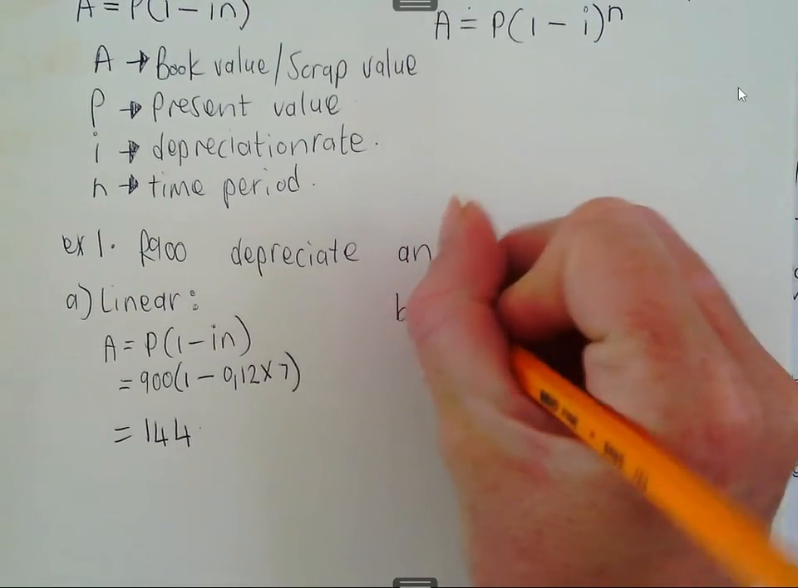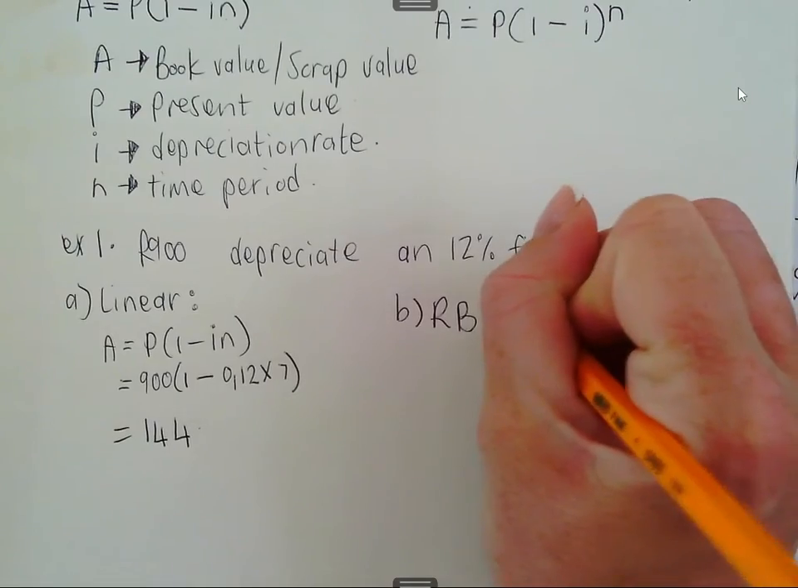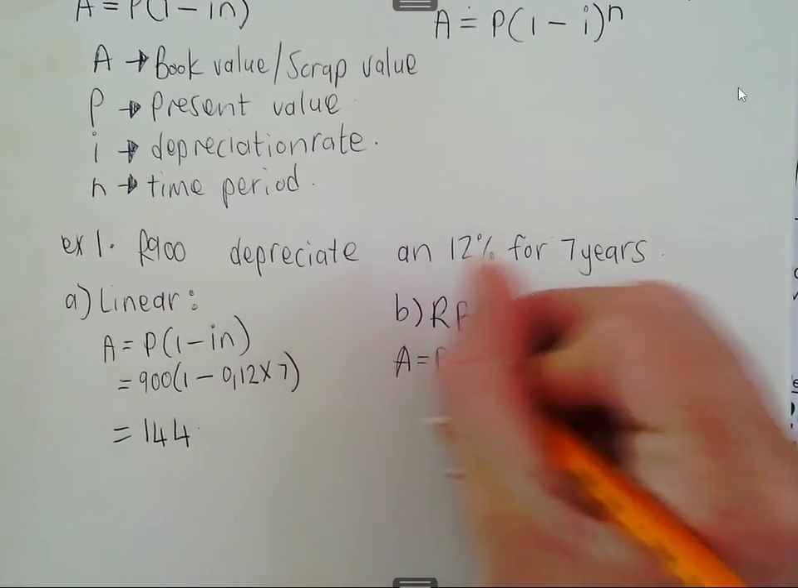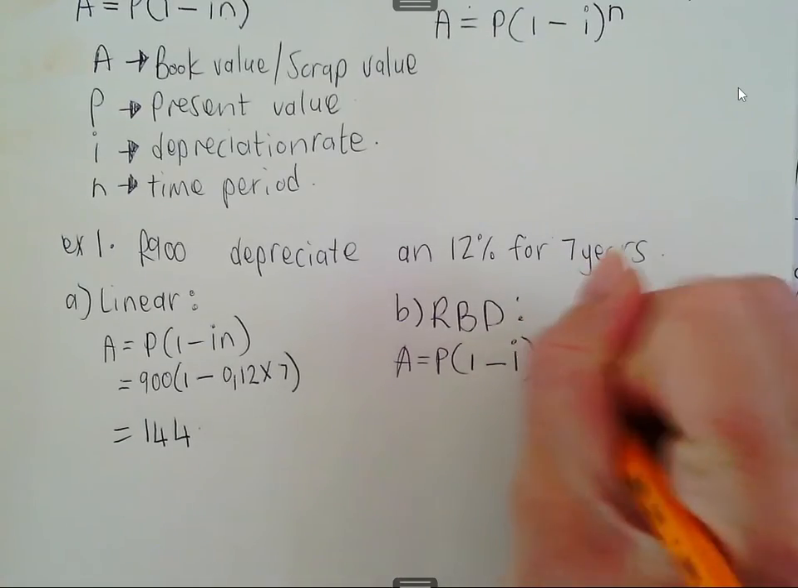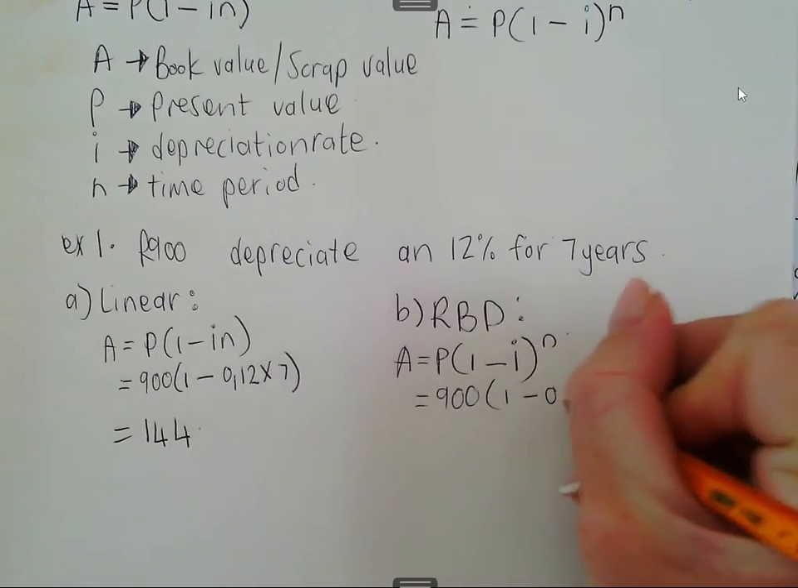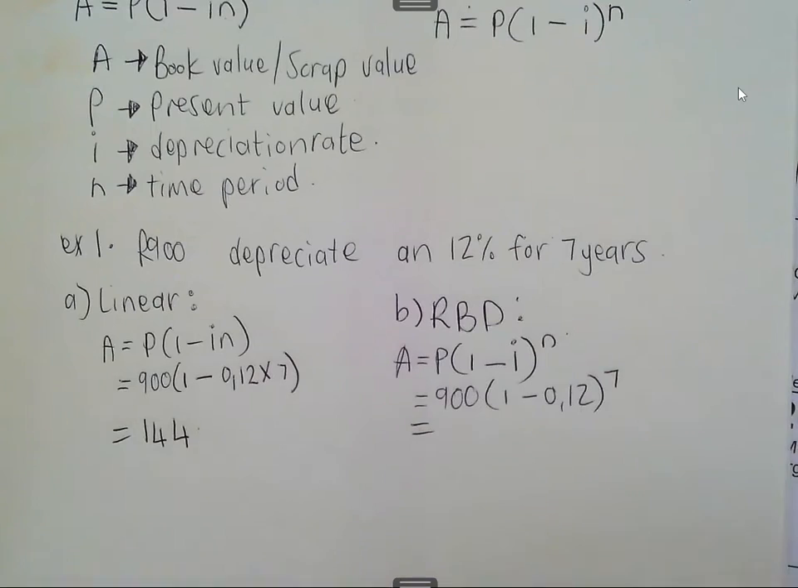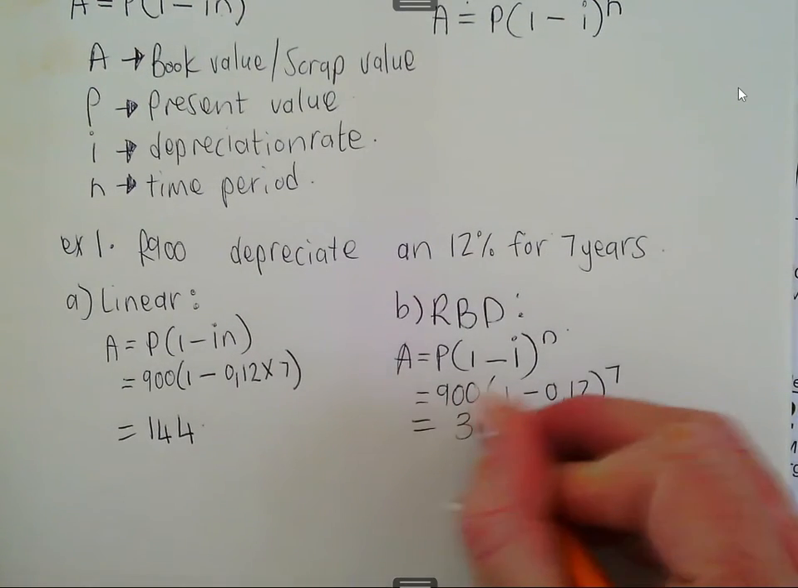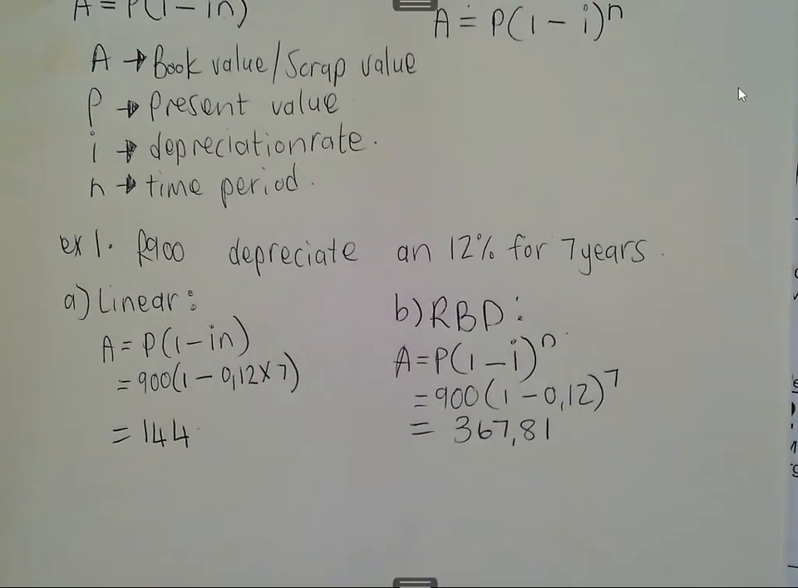If at B we use the reducing balance depreciation, it would be A equal to P bracket 1 minus I to the power of N. So it is 900. Do you understand it?